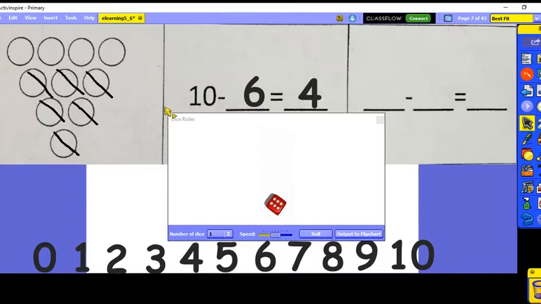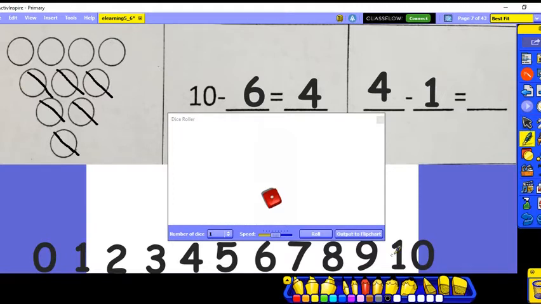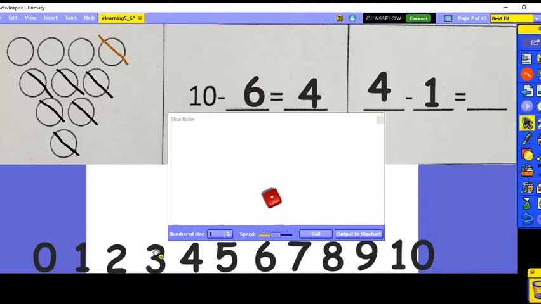Do you see how every time we subtract or take away, our answer gets smaller? And our answer when we subtract is called the difference. So we're starting with 4. How many will we knock down now? Gonna knock one more down. 4 minus 1. And how many are left? Count them for me. 3. Good. 10 minus 6 equals 4. 4 minus 1 equals 3.